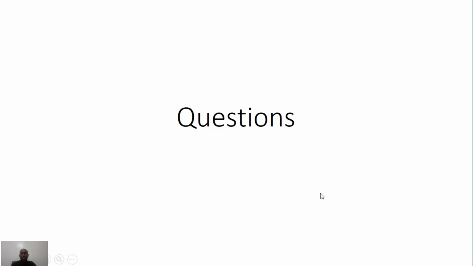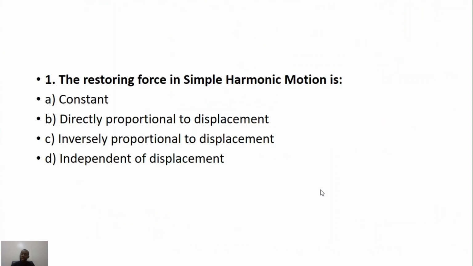Having gone through the explanation of simple harmonic motion, the displacement, velocity and acceleration of the body undergoing simple harmonic motion, and also the changes in energy, let's go through some questions to test our understanding and reinforce what we have learned. Question number one: the restoring force in simple harmonic motion is dash. A, constant; B, directly proportional to the displacement; C, inversely proportional to the displacement; and D, independent of the displacement.